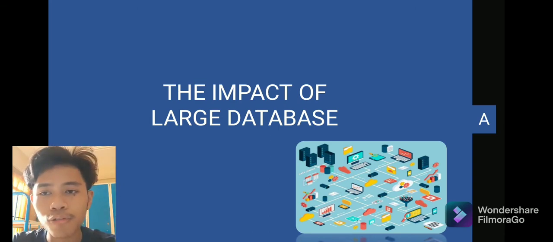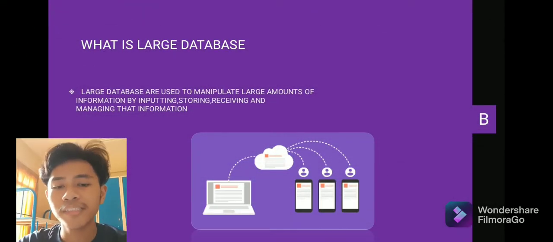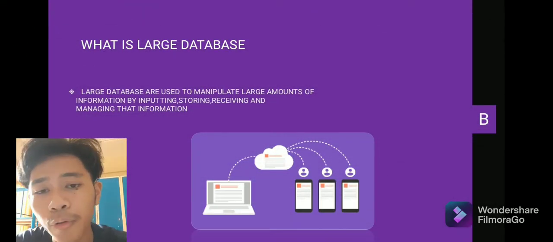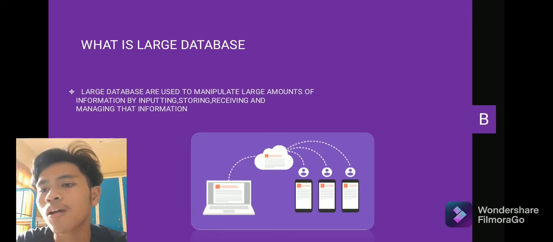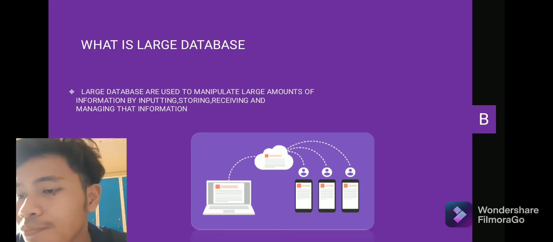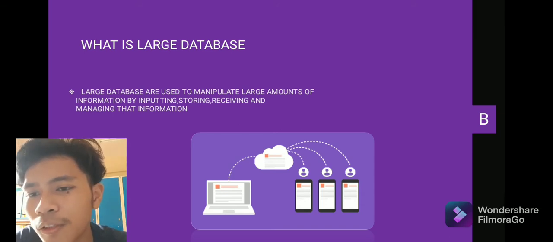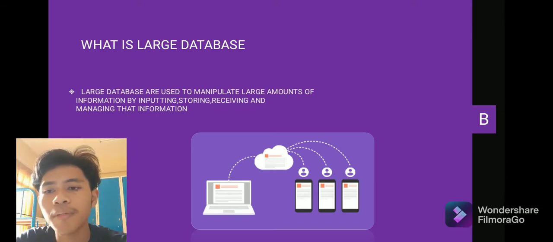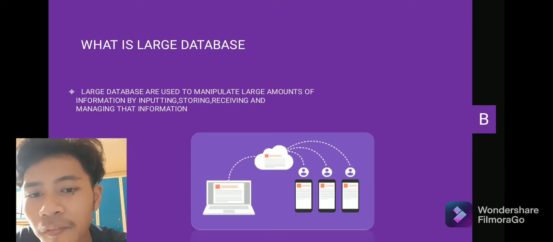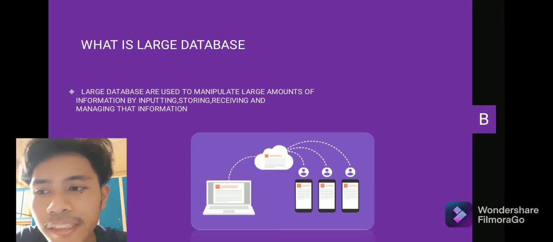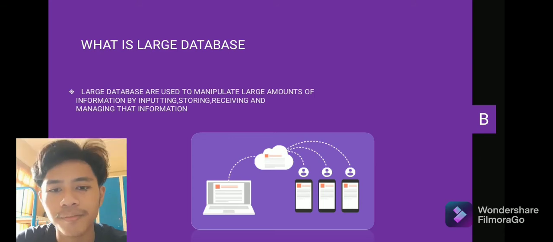Firstly, we must go to the impact of large database. Okay, the first thing is large database. So what is large database? Okay, I will explain it. Large database are used to manipulate large amount of information by inputting, storing, receiving, and managing that information. So we must know that large database has four types, which are inputting, storing, receiving, and managing.